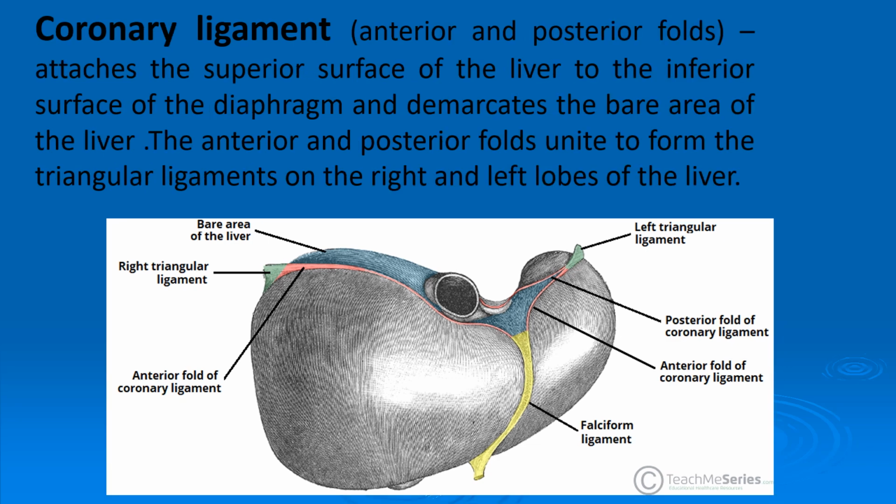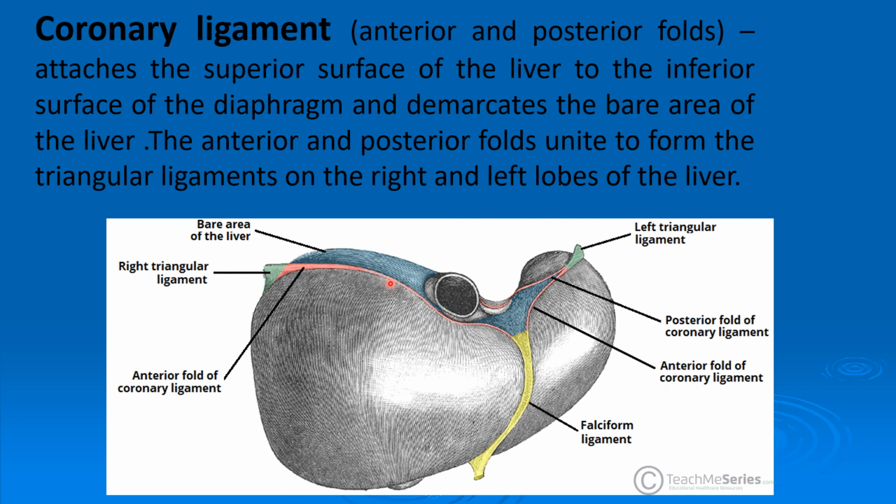Next important ligament is the coronary ligament. It has an anterior fold and a posterior fold. It attaches the superior surface of the liver to the inferior surface of the diaphragm, and it demarcates the so-called bare area of the liver. The anterior and posterior folds unite to form triangular ligaments on the right and left lobes respectively.